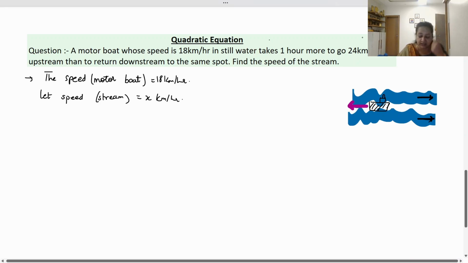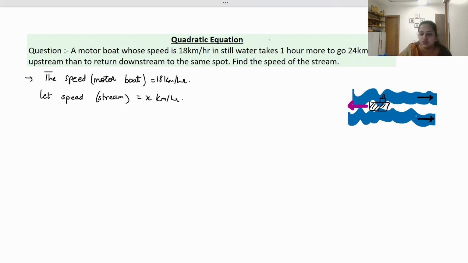Now, when the vessel is moving upstream, what is happening? It has to face resistance from water, so its resultant speed will be reduced. But because the motorboat is moving in the desired direction, we know that the speed of the motorboat will be greater than that of the stream. So we know that 18 is greater than x. Speed of motorboat will be greater than speed of stream. Then only movement in the desired direction is possible.